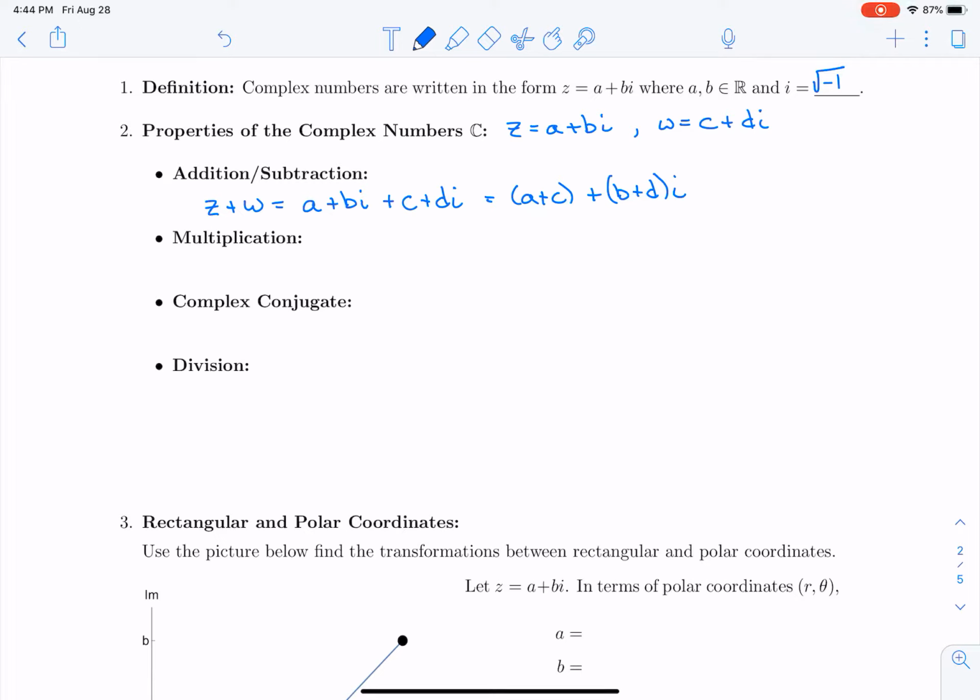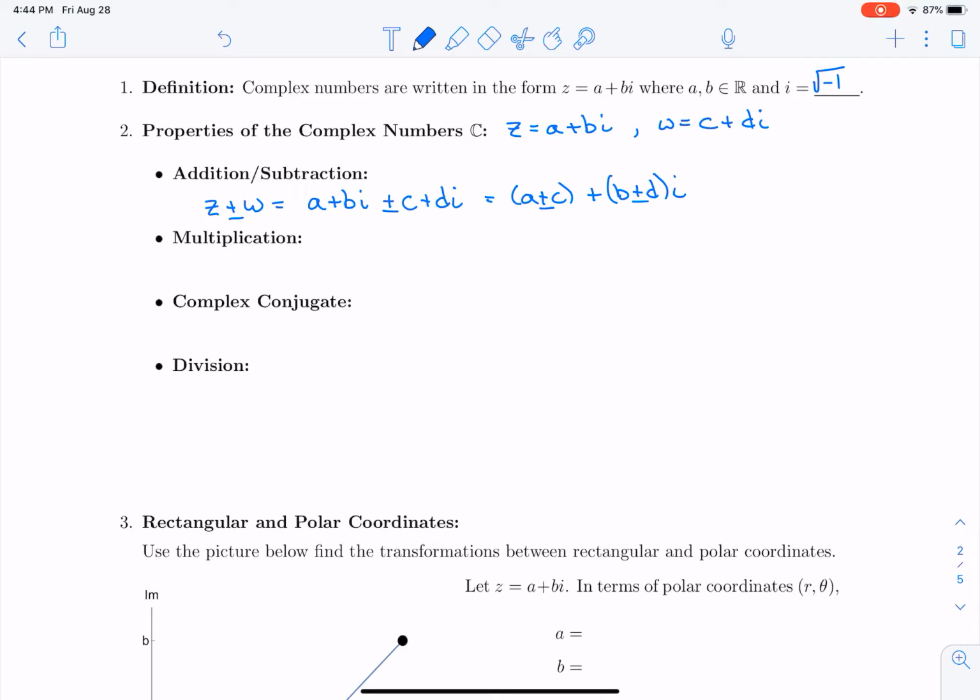So if we want to do subtraction, we just use the same idea. We can do subtraction for those two numbers, in which case we would do a plus or minus c, and then b plus or minus d. But those are both going to be real numbers, and so subtraction works as well.